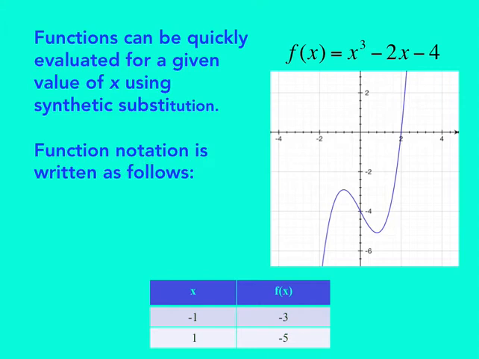Or we could use function notation instead. F of negative 1 is equal to negative 3. F of positive 1 is equal to negative 5.